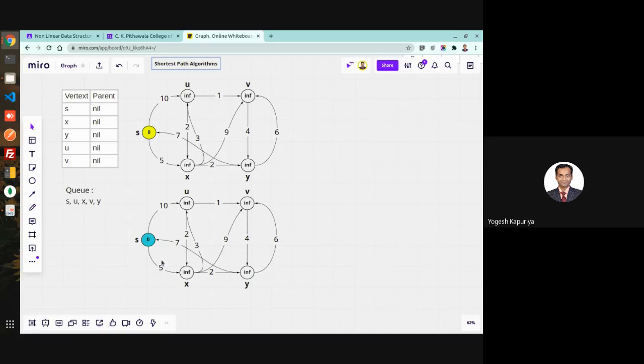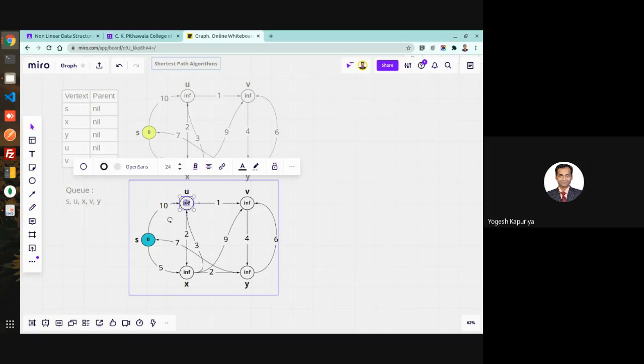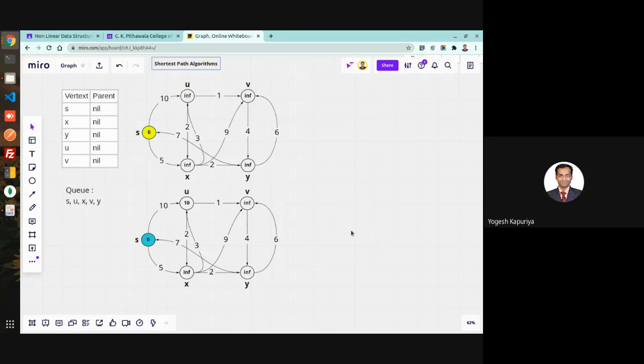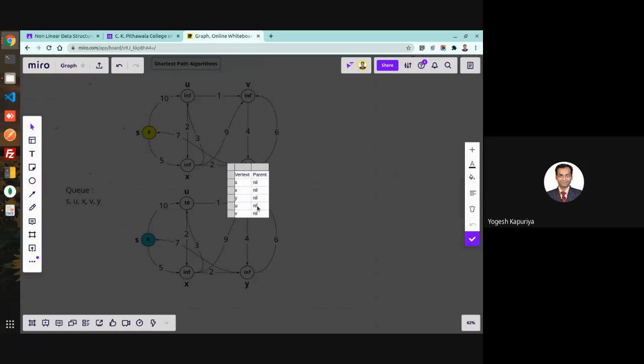There are two, U and X, and we update their distances. Now how are you going to update? You will check the distance of U. If it is greater than the weight of SU, then this will be updated. Here the distance of U is infinity and the weight of SU is 10, so this will be changed to 10. And at the same time, because you have connected U via S, the parent of U will be S.